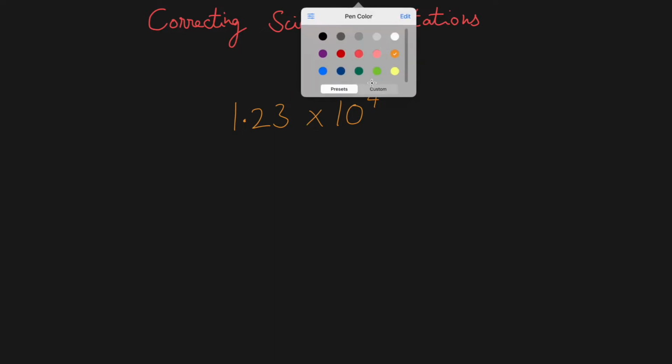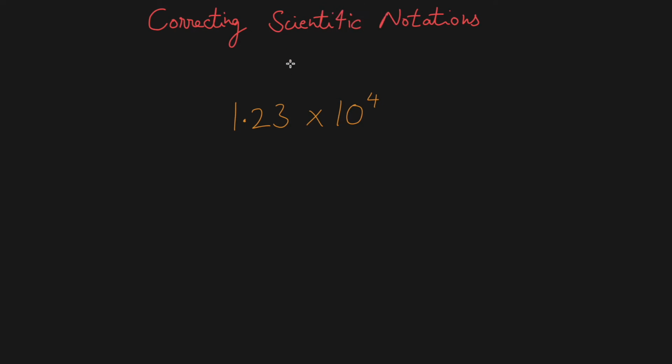Let me change the color to help you understand a bit better. Let's try to split this up into two parts. One part is 1.23, and the second part is the exponent of 10. Let me draw it clearly. Okay, good. Now the rules are simple.